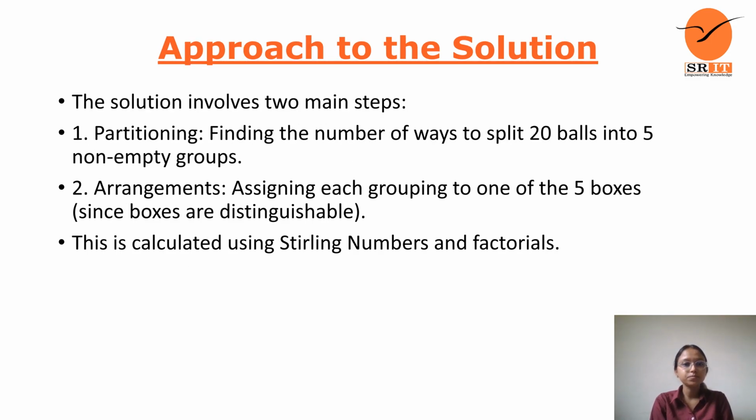Approach to the solution. The solution involves two main steps, that is partitioning and arrangements. So let us understand what partitioning is. Partitioning is finding the number of ways to split 20 balls into 5 non-empty groups. Arrangements means assigning each grouping to one of the 5 boxes, since the boxes are distinguishable. This is calculated using Stirling numbers and factorials. So moving on to the next slide.